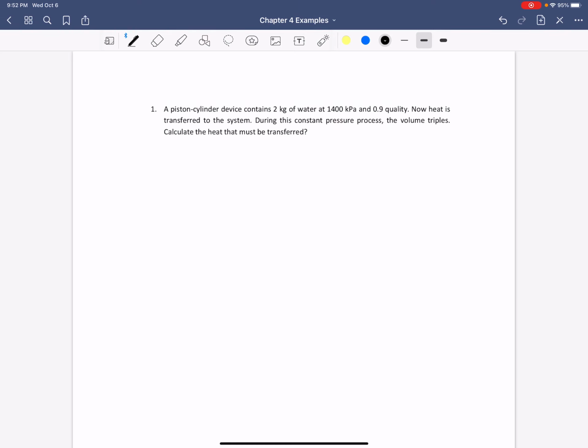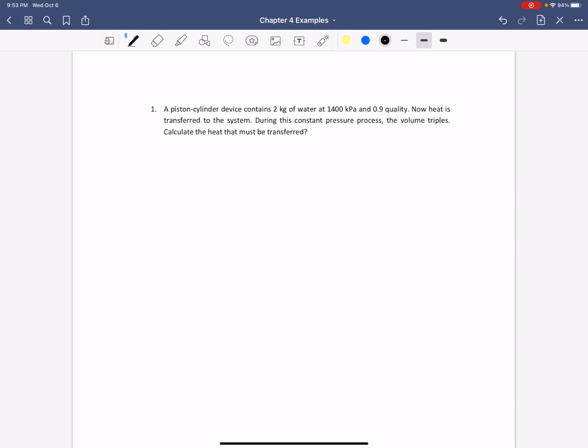All right, the first example we have is a piston cylinder device that contains 2 kilograms of water at 1400 kilopascal and 0.9 quality. Now heat is transferred to the system. During this constant pressure process, the volume triples. Calculate the heat that must be transferred.